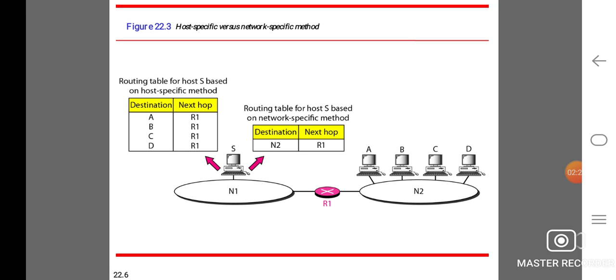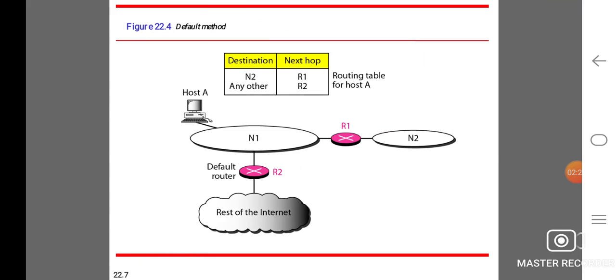Routing table for the host based on the network specific method. Destination N2, next hop R1. Default method: destination N2 and any other, next hop R1, R2. Routing table for the host A. Here host A goes from N1 to N2. Here two routers are used, R1 and R2.